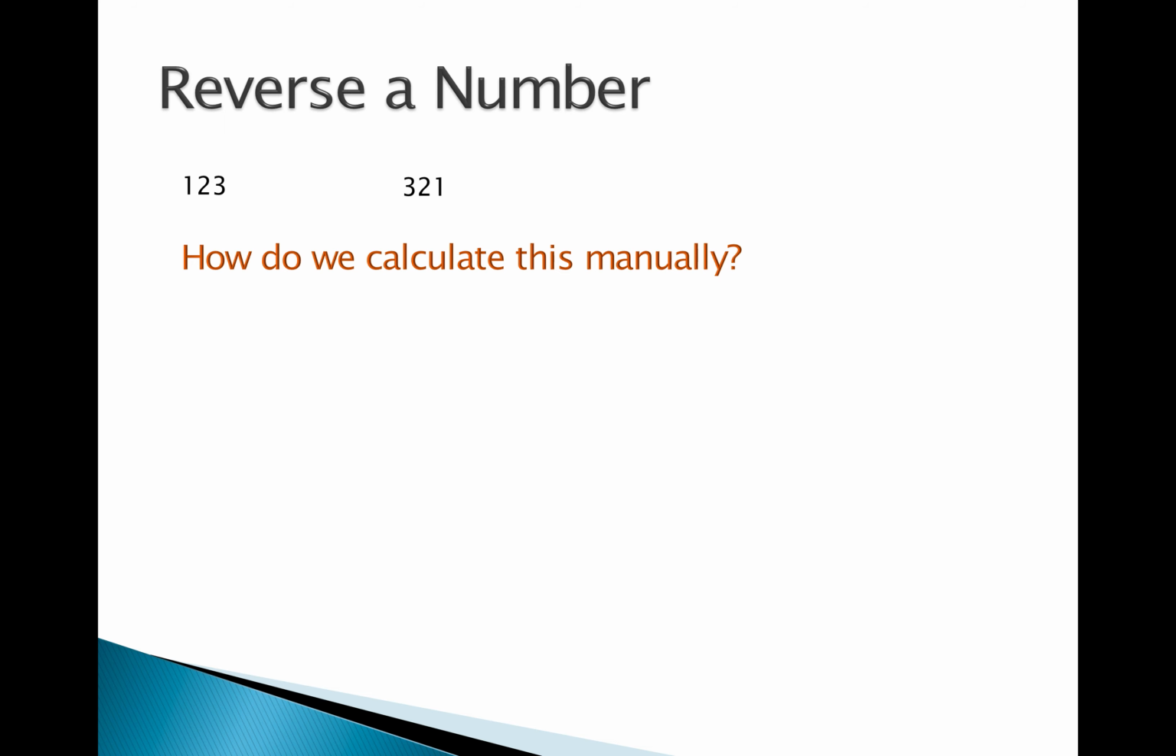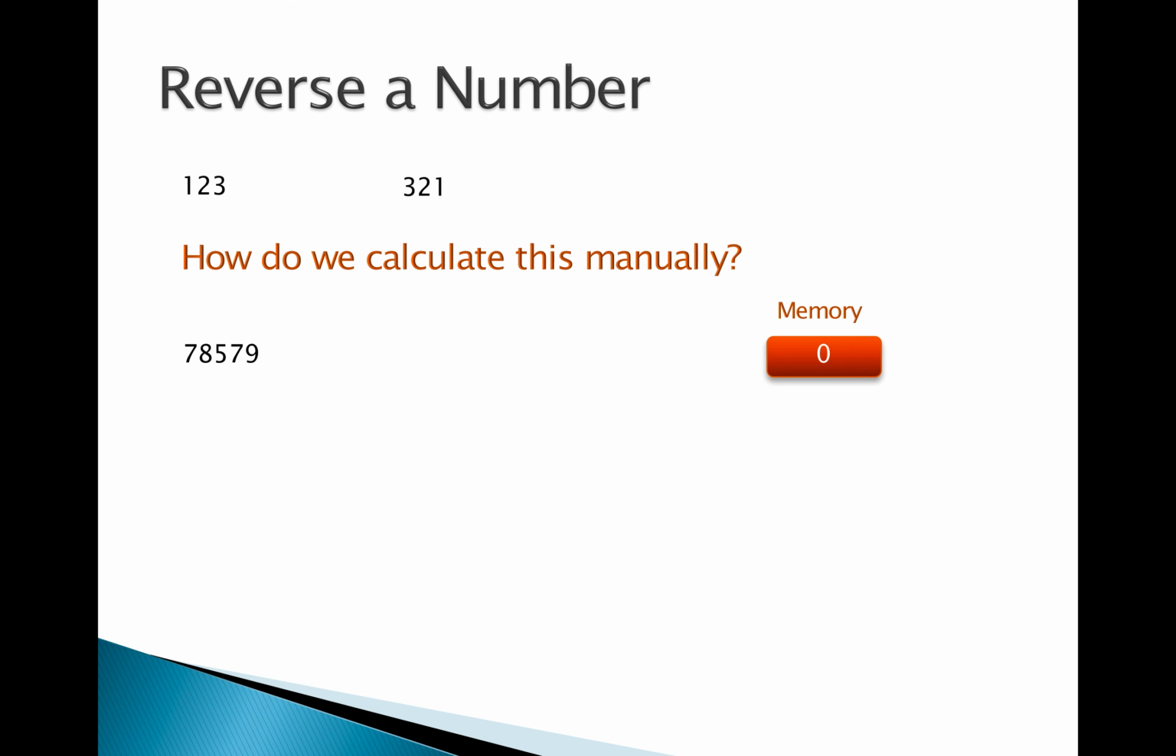Let's take a bigger number, 78579. If I want to reverse a number, how do I start? I basically take the last number. First I will be having that last number in my memory. Then I will take the next number. So the last number is 9. I'll take 9 in my memory, and then I'll take 7.